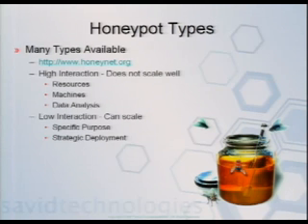Okay, so many types available. High interaction honeypots, which are full-blown systems. They don't scale too well and require a lot of resources, a lot of machines, and a lot of data analysis, because you're really doing host-based analysis and network analysis on full-blown systems. Low interaction systems can scale very, very well, but they're for a specific purpose, and most of these low interaction honeypots don't trick an attacker into actually getting in the system. It's just for scanning and early warnings of a network.